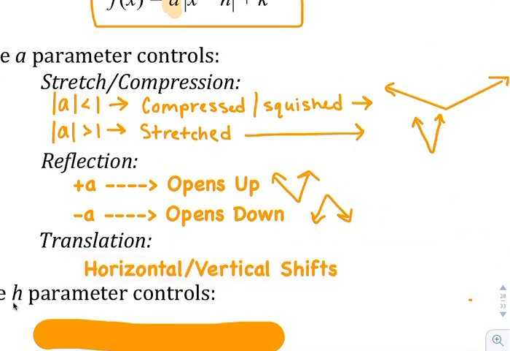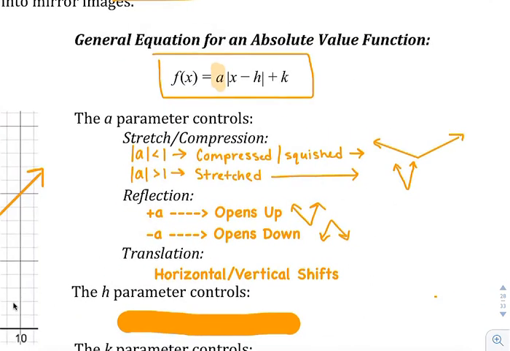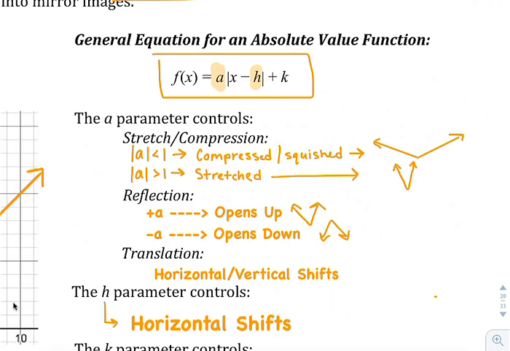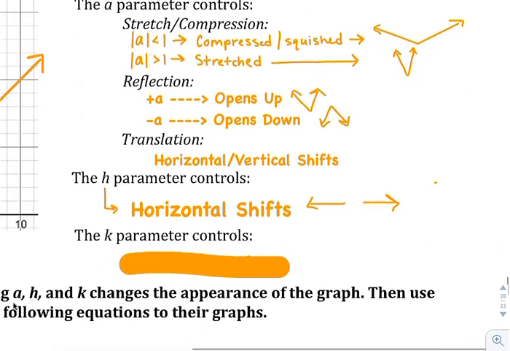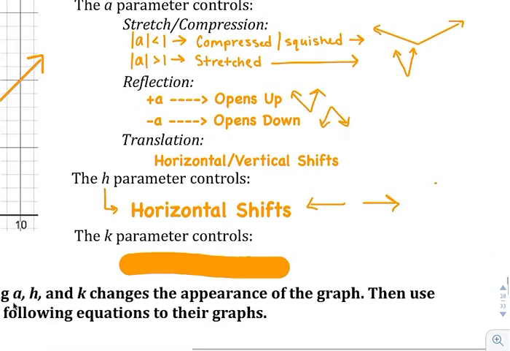So we talk about translations, and they're the horizontal and vertical shifts of your graph. So that's what the h and the k do. So the h is the horizontal shift of your graph. So that tells you the lefts and the rights. And when we look at an example, I'll talk more about it.